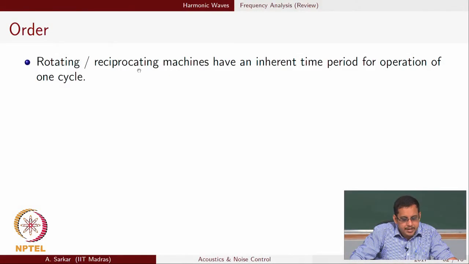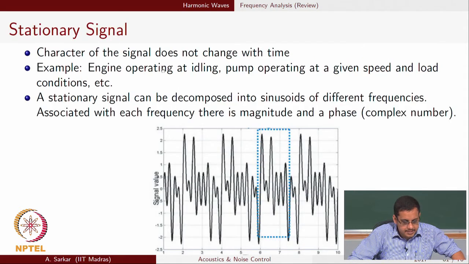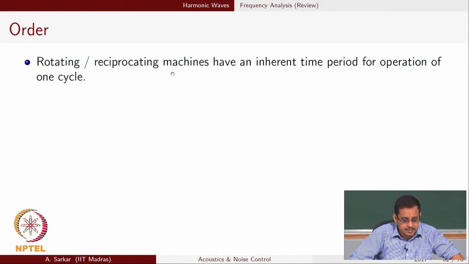Good morning friends. In the last lecture we talked about stationary signals, and just to give you an example, we will recapitulate nonetheless that any rotating or reciprocating machine will have an inherent time period for operation of one cycle. For stationary signals we understood that different machine components do generate stationary signals. So, let us recapitulate that once more.